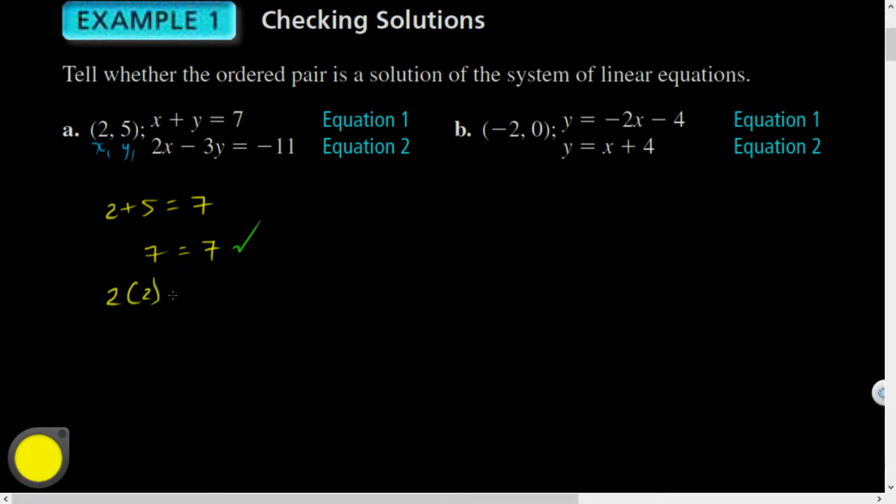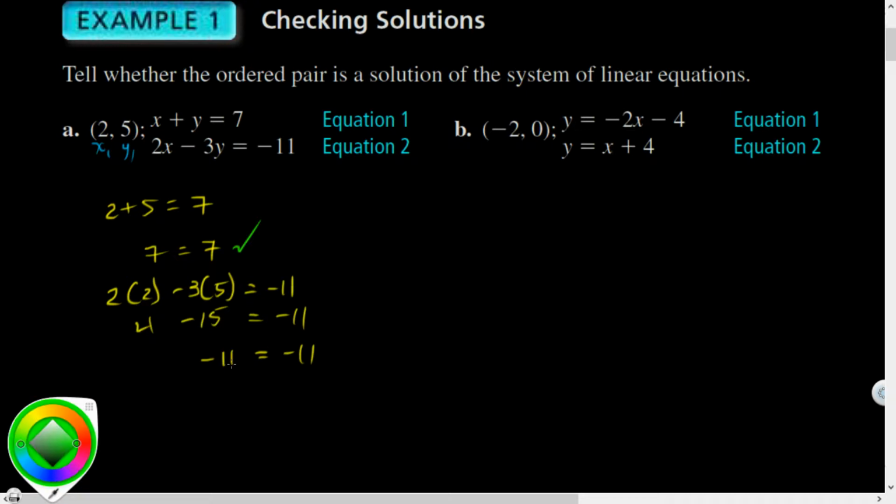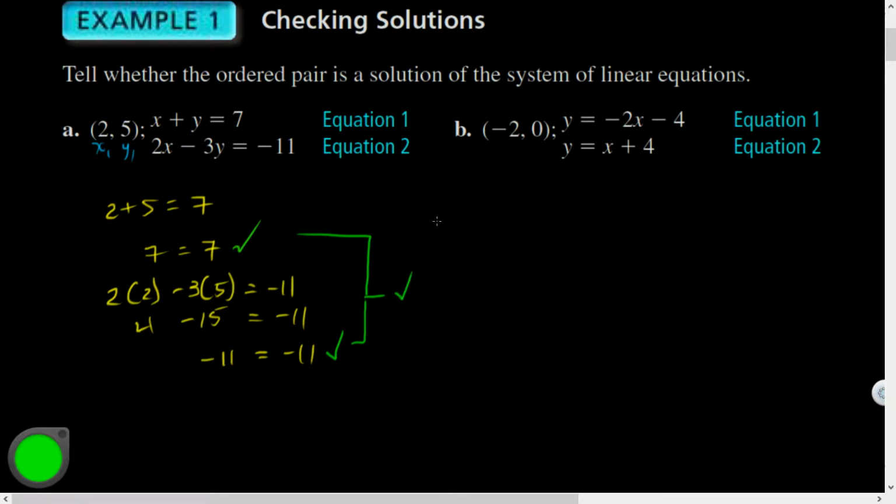2 times 2 minus 3 times 5, is that equal to negative 11? Well, let's do a little bit of PEMDAS here. 2 times 2 is 4, minus 15 equals negative 11. You with us? Yeah. Negative 11 equals negative 11. That works. Because it worked in both, that means it is a solution of the system. So the answer is yes.